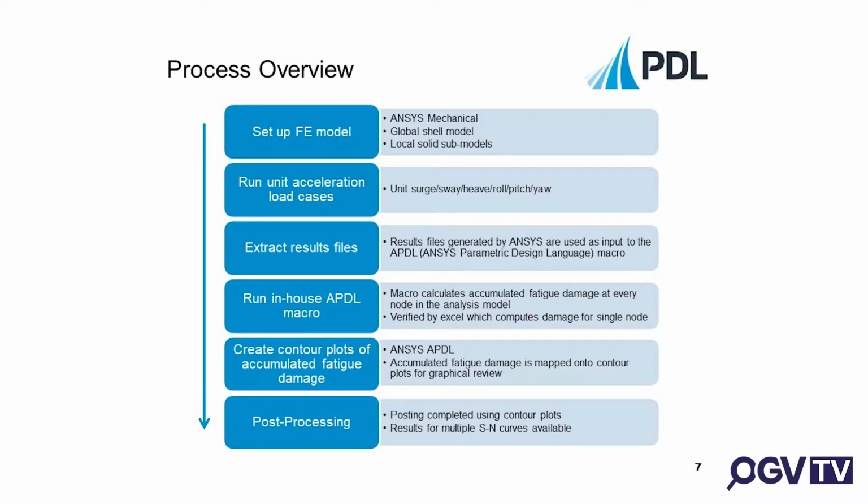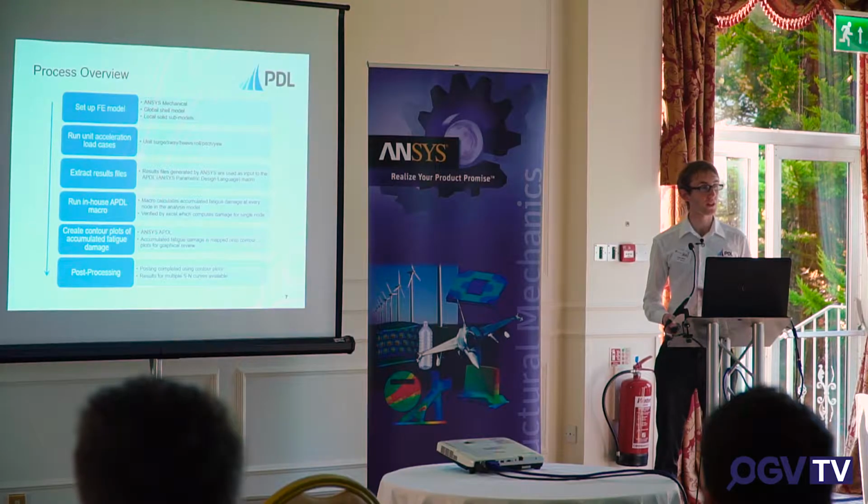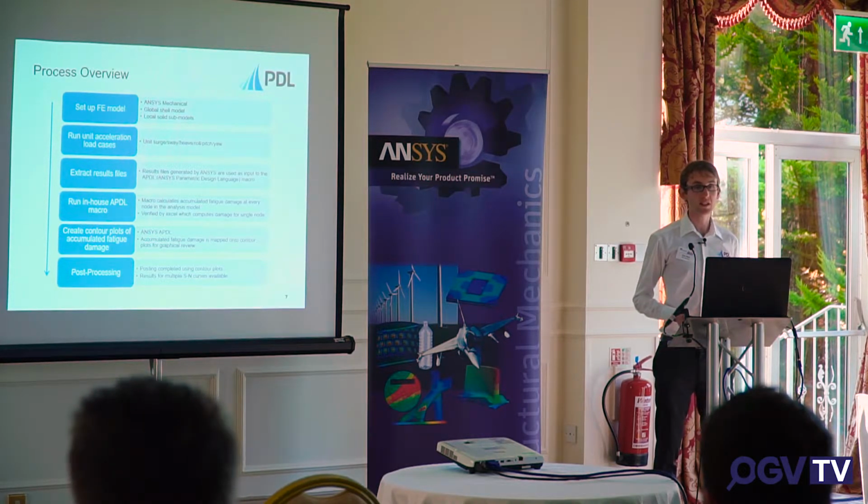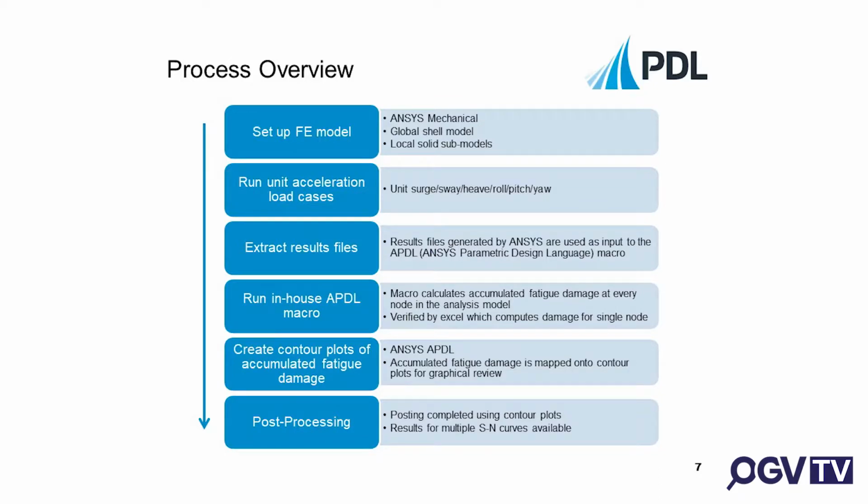So this is the process we came up with to achieve what we wanted to do. Six steps. Number 1, set up an FE model, ANSYS Mechanical, Workbench, shell model, solid model. Number 2, run unit acceleration load cases. So see how the structure responds to surge, sway, heave, roll, pitch, yaw. Apply acceleration, see what stresses you get.